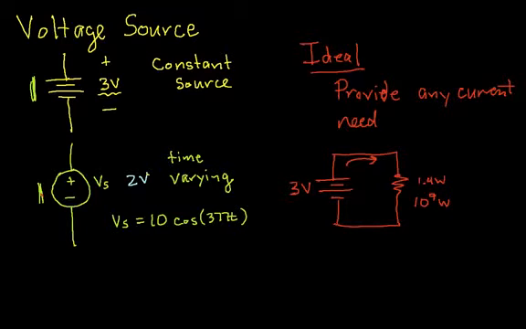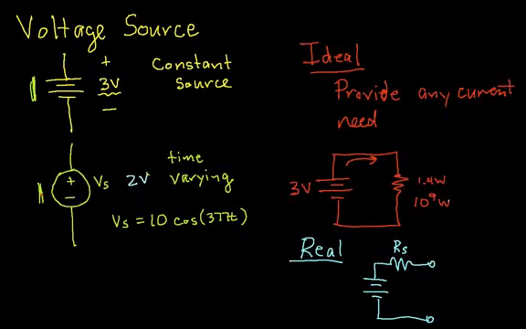And so to represent a real source, typically what you'll see is an ideal voltage source that also has a resistor connected to it in this way. And in later videos, we'll come back and actually explore what this means. But the idea is this R sub S represents the internal resistance of a battery or something like that.